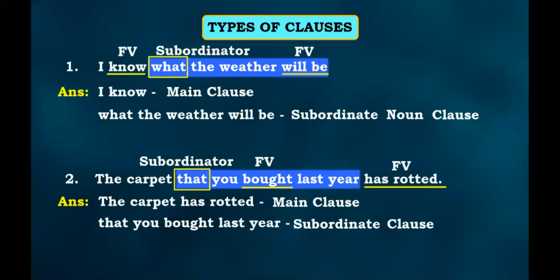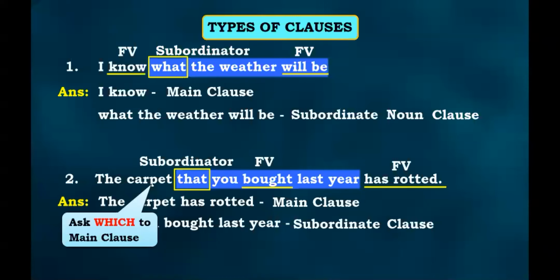Yes. So when you can ask the question which carpet has rotten, acha the carpet that you bought last year has rotten. Correct? So whenever your subordinate clause answers the question which, it is a subordinate adjective clause. Now better than that, understand that the carpet has rotten. ये जो carpet है वो सड़ गया है. अच्छा कौन सा carpet जो last year लेके आए थे वो.